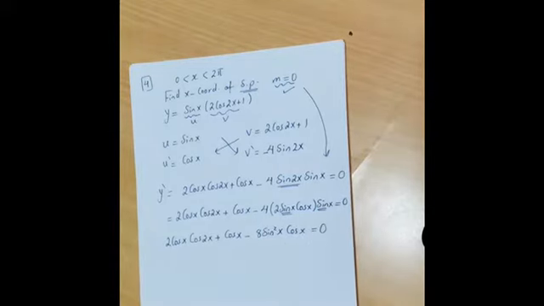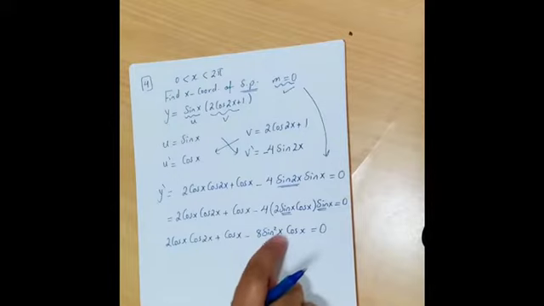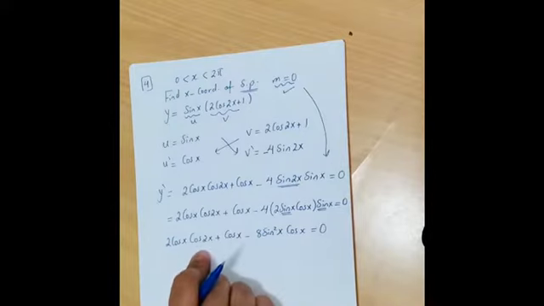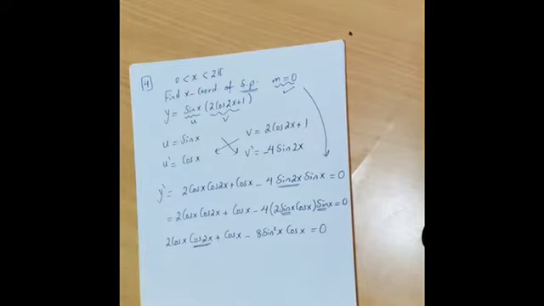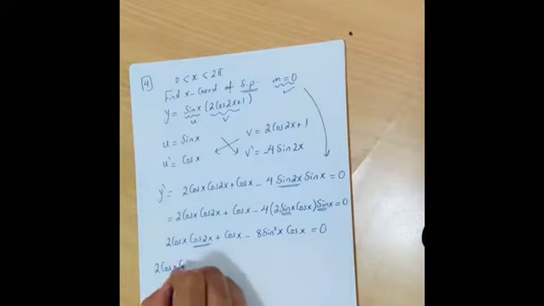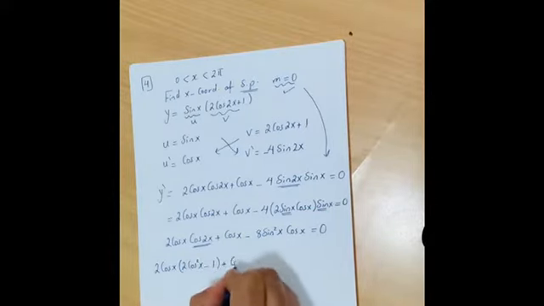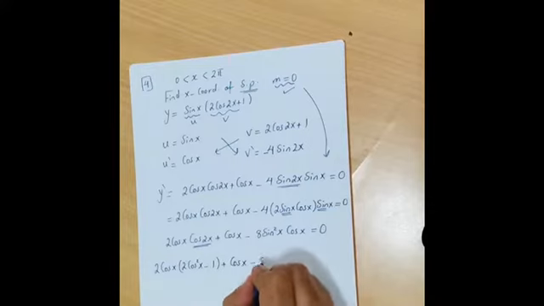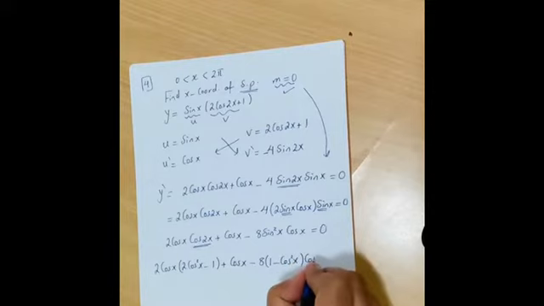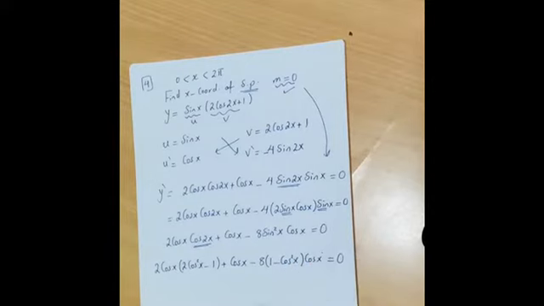Now we have to write the whole equation to be in terms of cosine. We can change sine to be in terms of cosine, and we have to change cosine of the double angle to be in terms of only cosine. Cosine 2x has 3 identities, 3 formulas. We're going to use the one which is in terms of only cosine. 2 cosine x by 2 cosine squared x minus 1 plus cosine x minus 8 by 1 minus cosine squared x by cosine x equals 0.